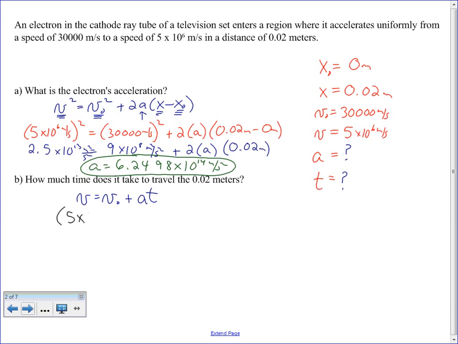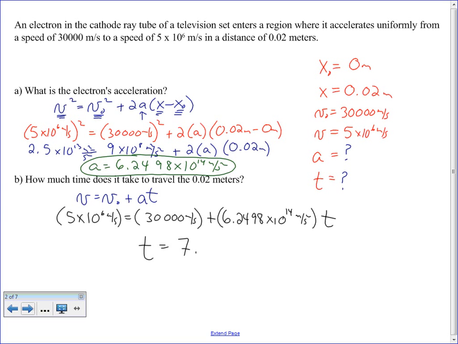So we have 5 times 10 to the 6th meters per second equals 30,000 meters per second, plus the acceleration that we just found, 6.2498 times 10 to the 14th meters per second squared, times the unknown time t. So all we're left with is solving for t. So again, we subtract 30,000 over to the left-hand side. We divide by the acceleration, and this gives us a time of 7.9523 times 10 to the negative 9 seconds.